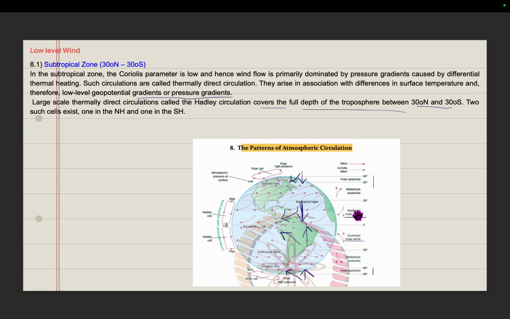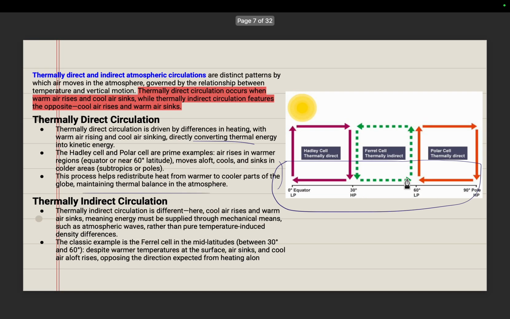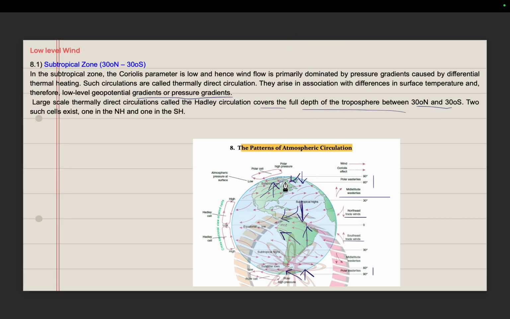And for the westerlies, between 30 degrees and 60 degrees there will be flow, so this will bend in this direction, and here also this wind flow will bend. This is a low level wind.